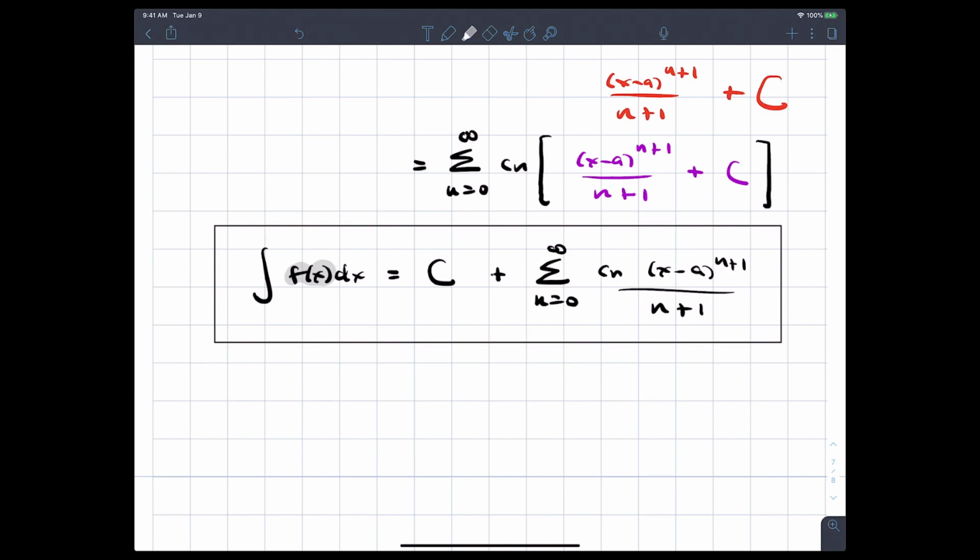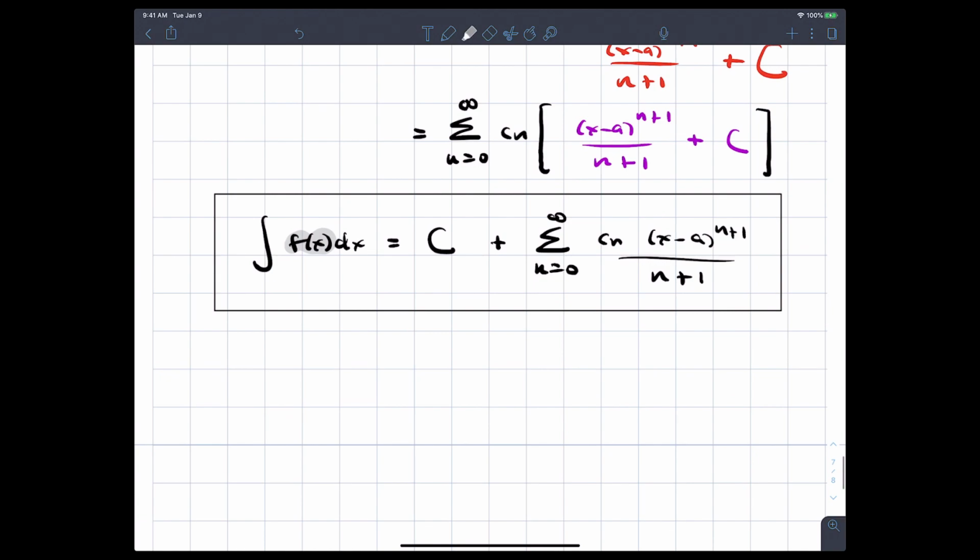And if you have limits, you can actually approximate answers by looking at, not the infinite sum, but only partial sums. So this is the formula that they give you for this.